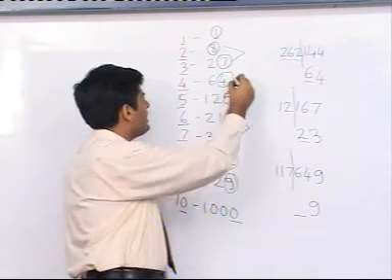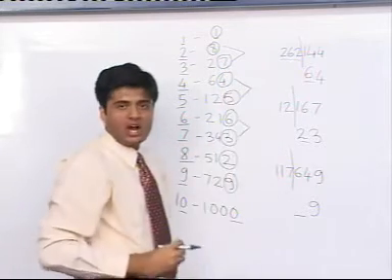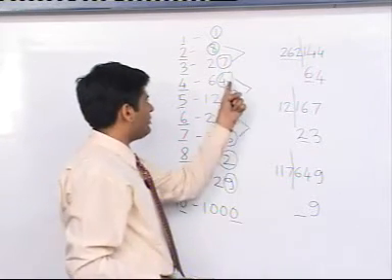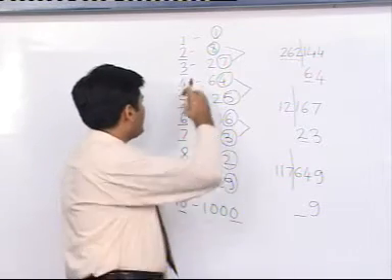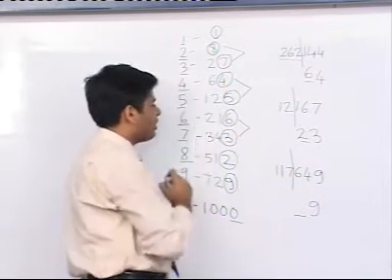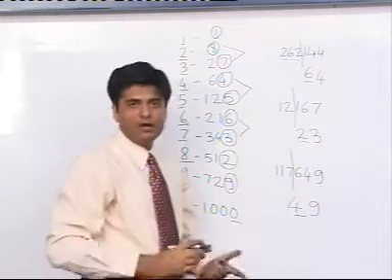117 lies between 64 and 125, because 117 is bigger than 64, smaller than 125. Out of 4 and 5, the smaller number is 4. So we put the number 4 here and get the answer as 49.